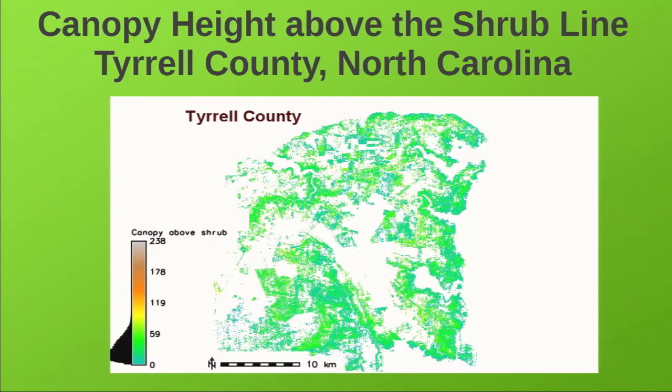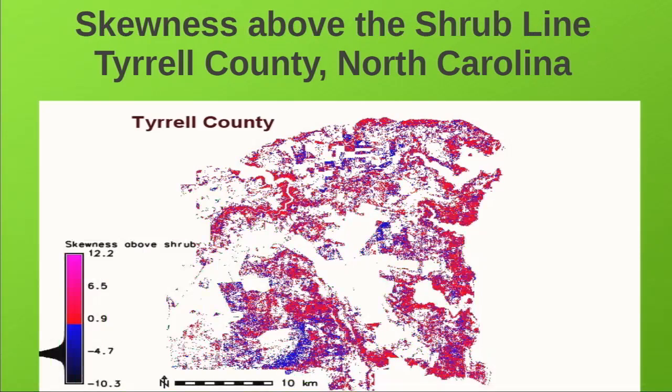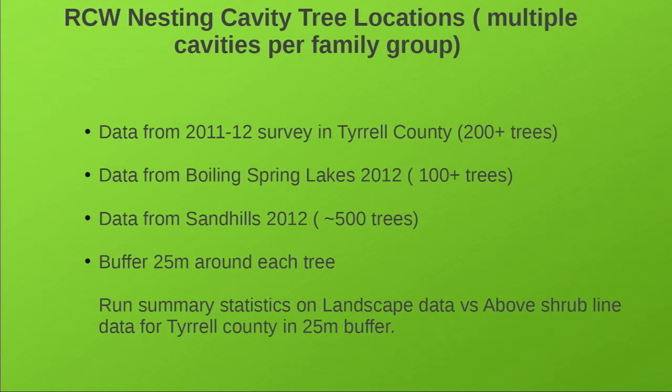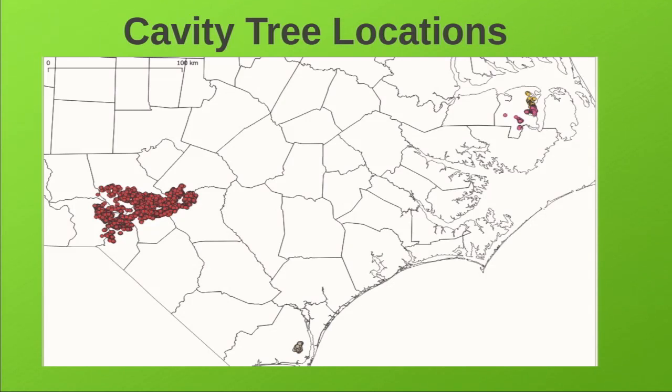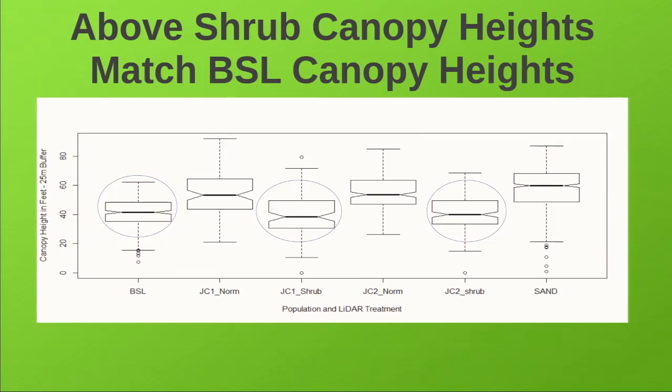And if you look at that, you've got a newer canopy height here based on above the shrub line for Tyrrell County, and then there's your skewness. And then we take nesting cavity tree locations for the red-cockaded woodpecker. We've got a couple of hundred up in Tyrrell County in two different groups, some from Boiling Spring Lakes and lots in the Sand Hills. And then you do the same summary statistics that we did across the entire landscape. There's our locations, in case you're serious. We didn't have the time to get the Onslow Bight ones.